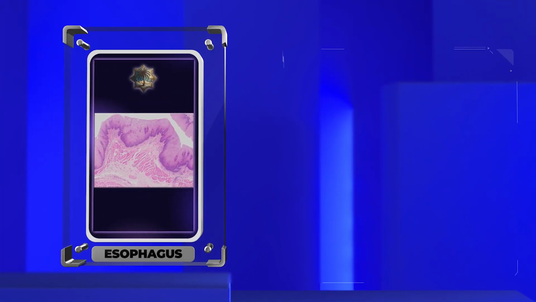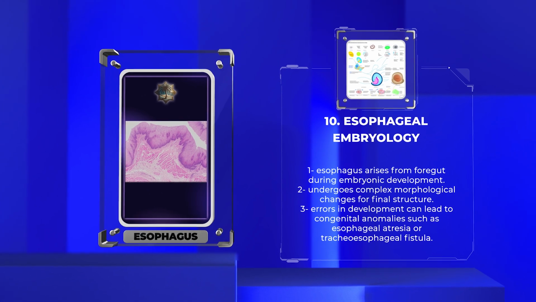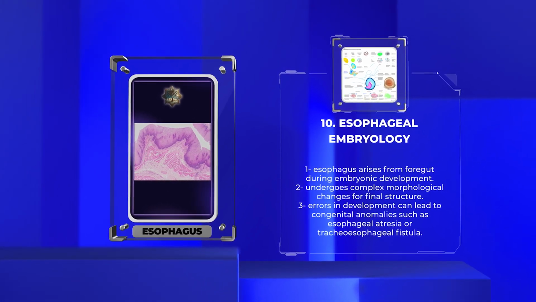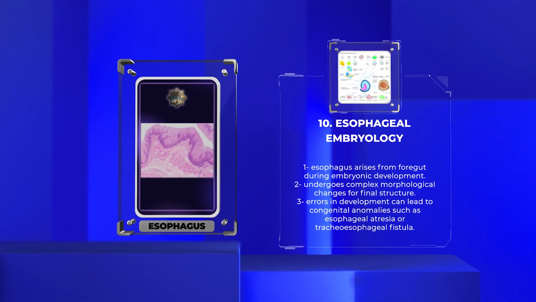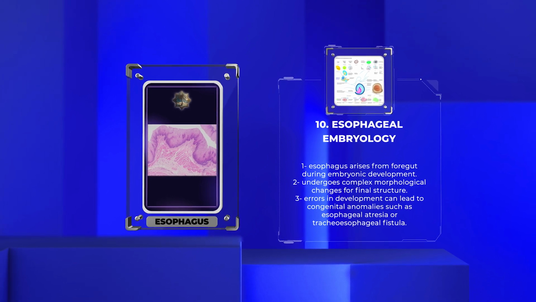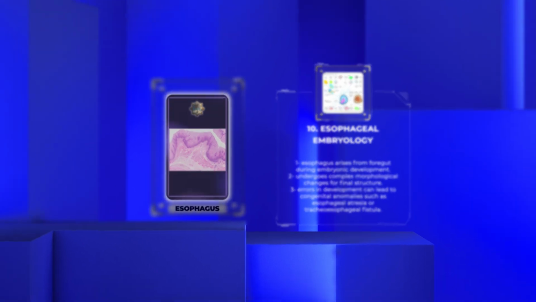During embryonic development, the esophagus arises from the foregut, which is formed as part of the early gastrointestinal system. The esophagus undergoes complex morphological changes to achieve its final structure, including the formation of the muscular layers and the differentiation of the epithelial lining. Errors in embryological development can give rise to various congenital anomalies, such as esophageal atresia or tracheoesophageal fistula.